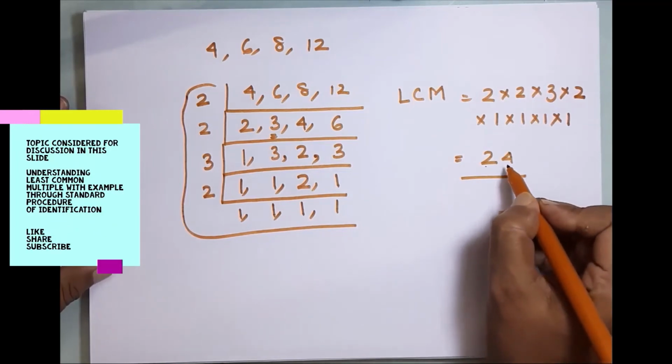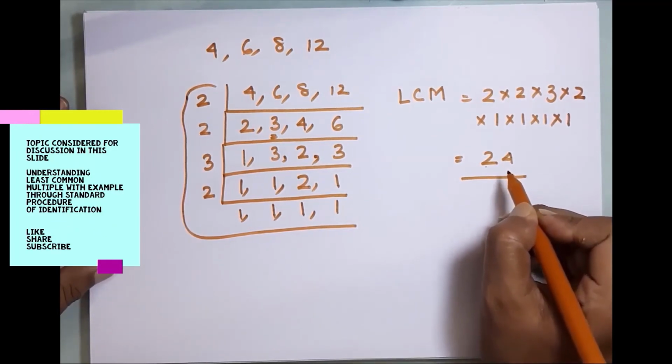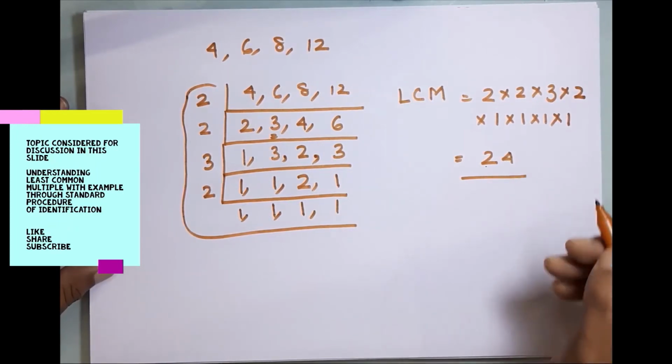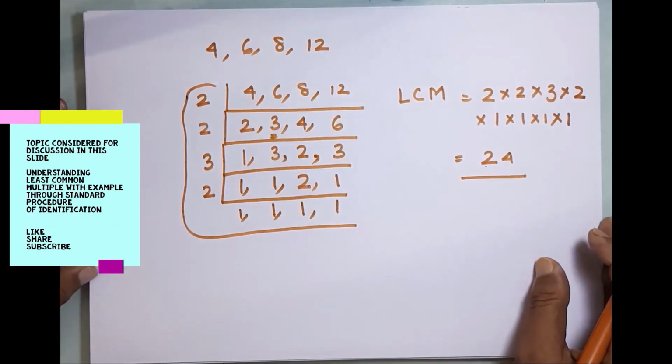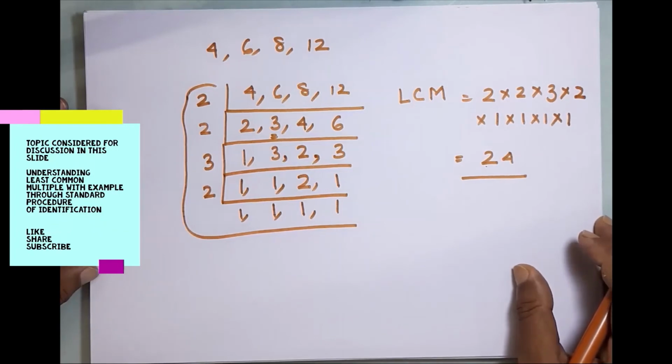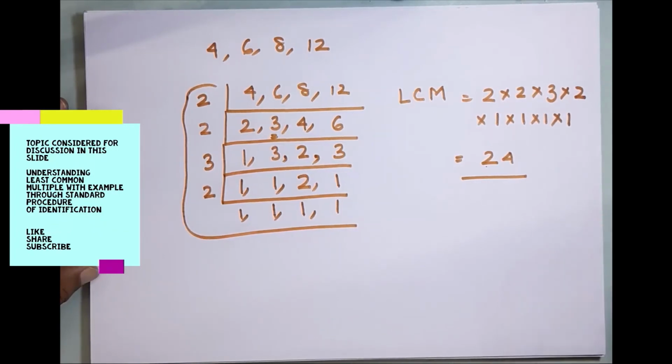So 24 is the least common multiple for 4, 6, 8 and 12. Will you be able to see, through our earlier way of explanation, how we are achieving 24, and whether it really is the least one or not? Yeah, let us quickly do that.